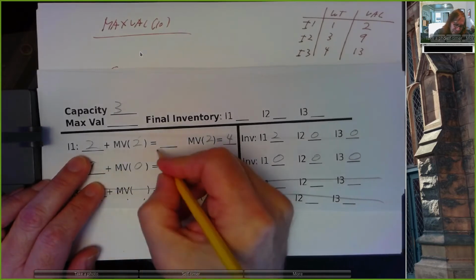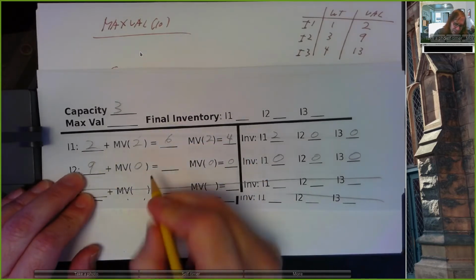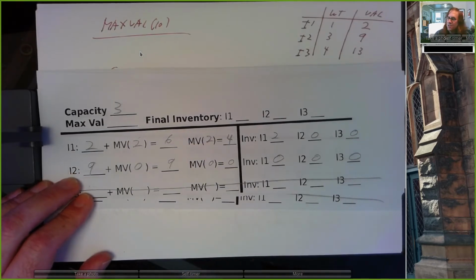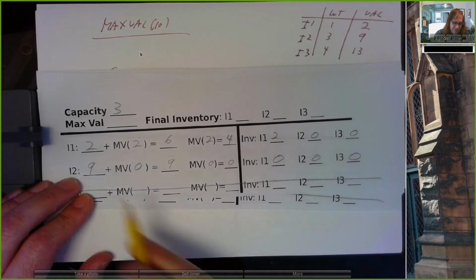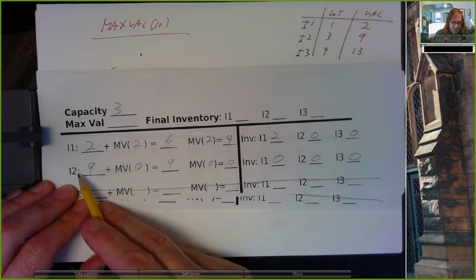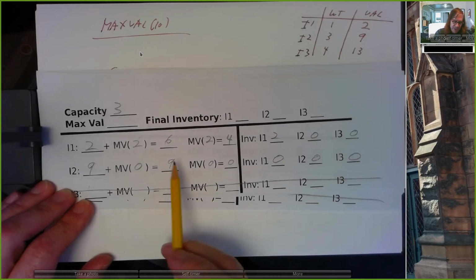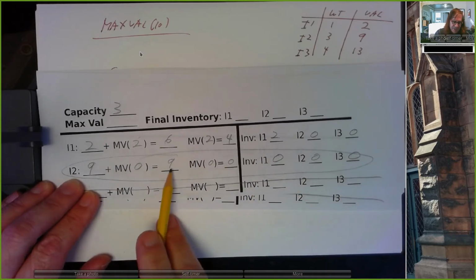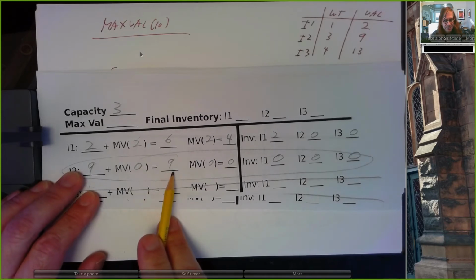So now we can calculate these two sums. 2 plus 4 is 6, 9 plus 0 is 9. So which one gets us the greatest total value? If we put in item 1, we can get 6. If we put in item 2, we can get 9. This is our best solution. So this is the value that max val 3 would return.